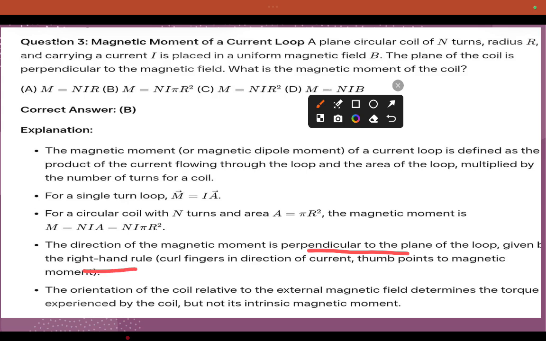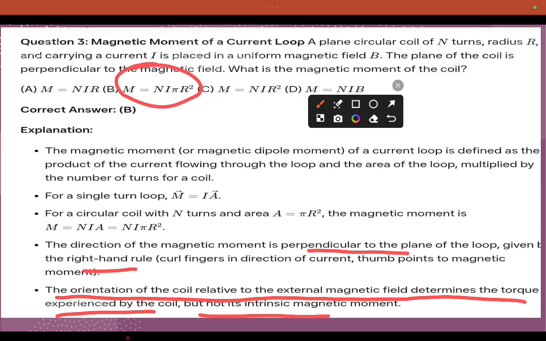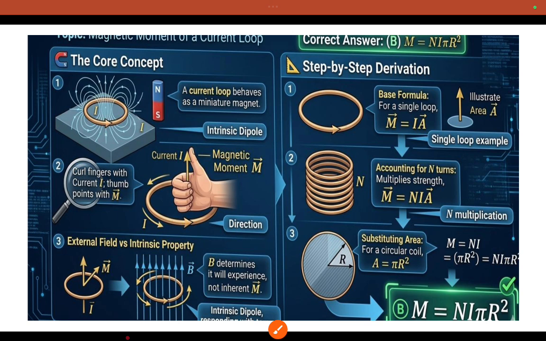So the orientation of the coil relative to the external magnetic field determines the torque experienced by the coil, but not the intrinsic moment. So your answer is M equal to N i pi r squared. Here the current loop behaves like a miniature magnet.